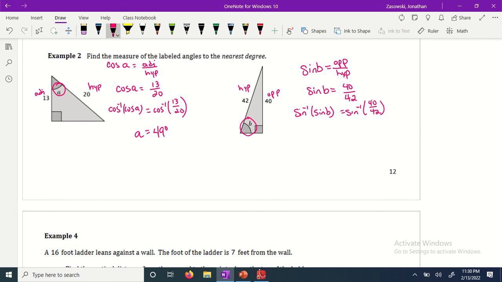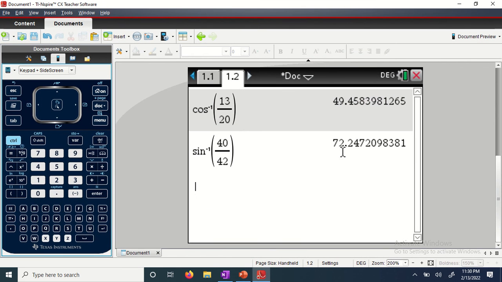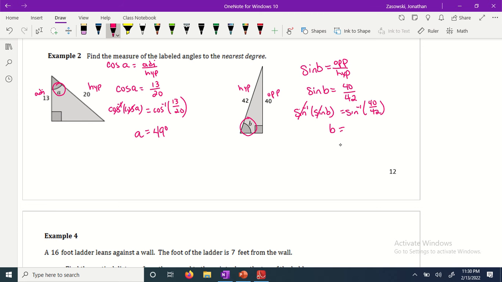For the second question, once again, we have our angle, opposite over hypotenuse. So we're going to use sine here. So sine of angle B is equal to 40 over 42. Take the sine inverse of both sides. Those are going to undo each other, right? Sine and sine inverse here. We're going to get B is equal to 72 point, and the next number is a 2, so it's going to stay at 72 degrees.